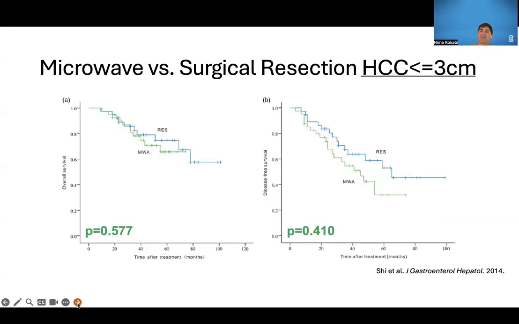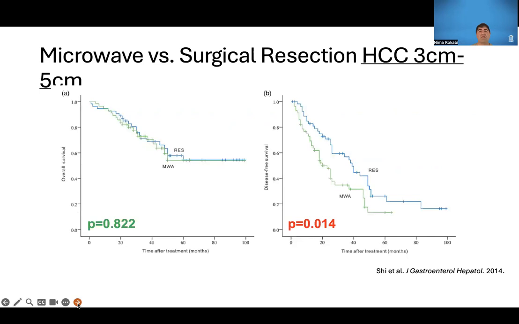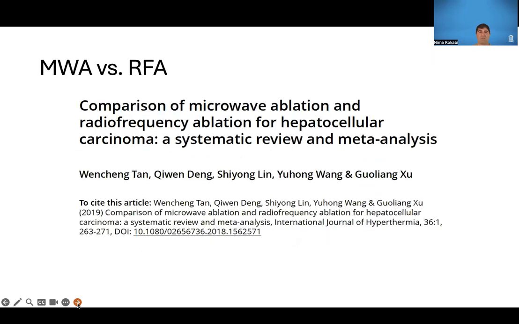However, when they looked at specifically the HCC smaller than 3 centimeters, both overall survival and recurrence-free survival were actually statistically similar between the two. So showing that actually microwave in HCCs of smaller than 3 centimeters, if done appropriately, can rival surgery in terms of the oncologic outcomes. However, when they looked at patients that were between 3 and 5 centimeters, although the overall survival was again similar, the recurrence-free survival was significantly better in the favor of surgical resection versus microwave.